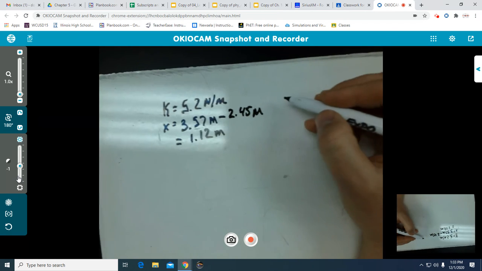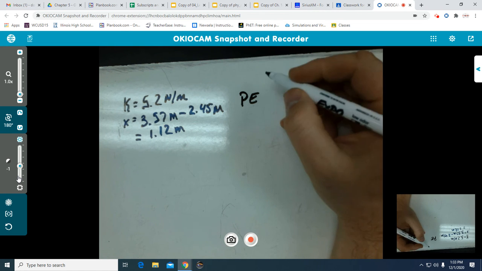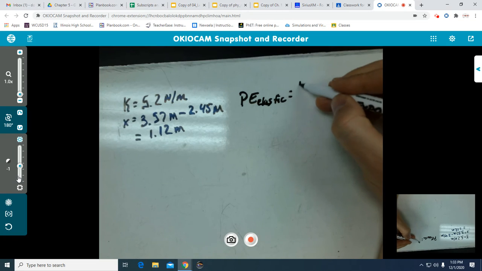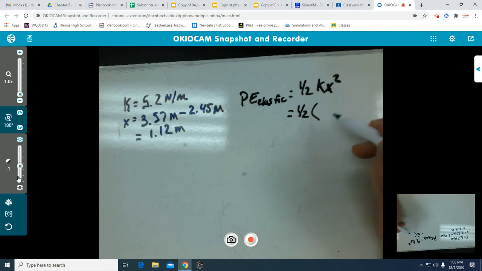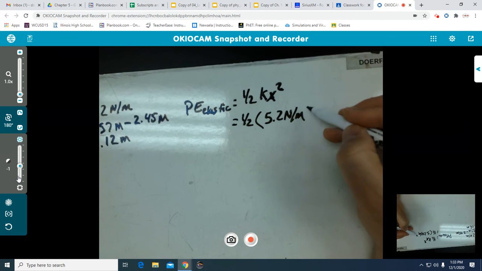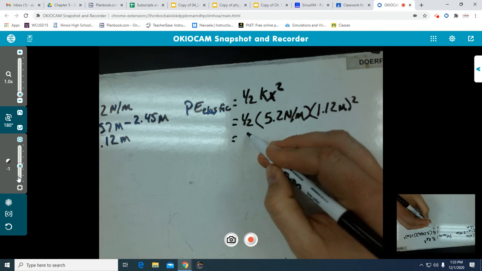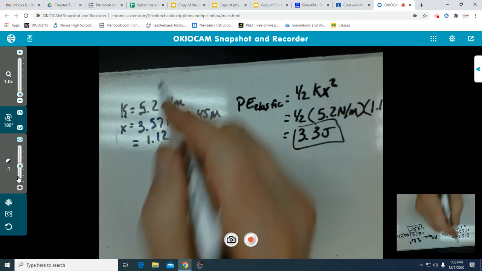We find that we have an actual stretch of 1.12 meters. So, using the formula for elastic potential energy, we have 1/2 kx squared. And so we plug in our numbers here. k is again 5.2 newtons per meter. Our x was 1.12 meters squared. Plug that in your calculators, you can get 3.3 joules. Okay, that was number 1.